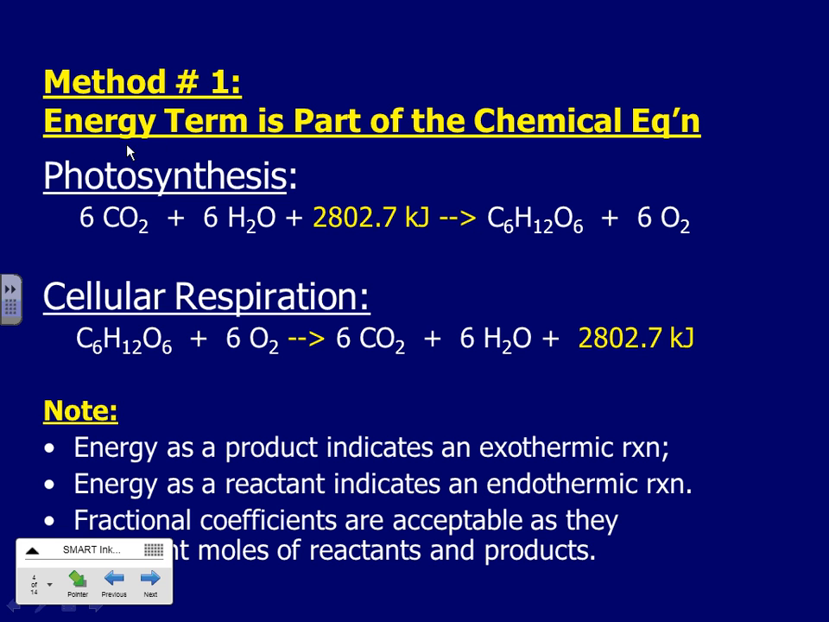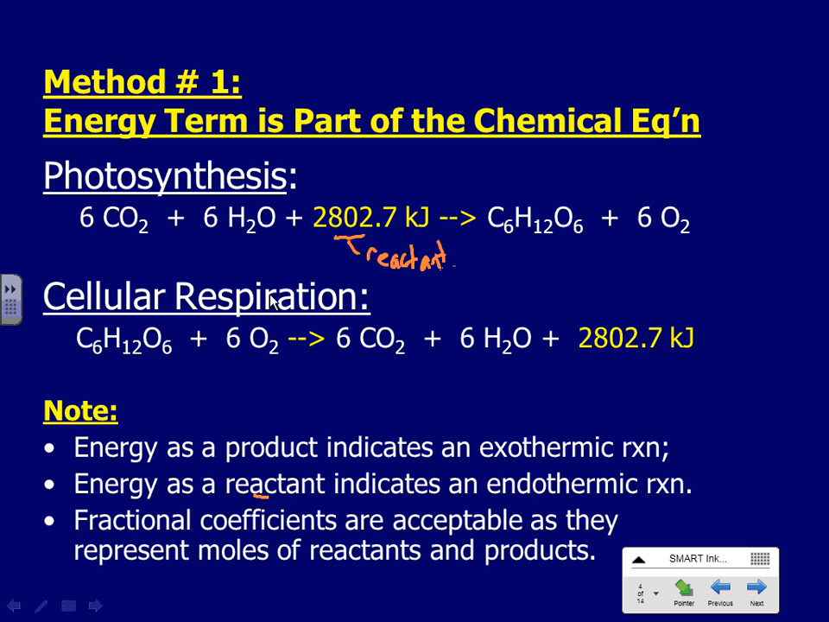So method number 1, we put the energy term right in as part of the chemical reaction. All right? So you can see here that we've got the allotted amount of energy that is absorbed for 6 carbon dioxide molecules and 6 water molecules to produce 1 glucose molecule. And because it's endothermic, we put the energy in as a reactant on the reactant side. All right? And so endothermic reactions are put in as a reactant. You can see there on the bullet.